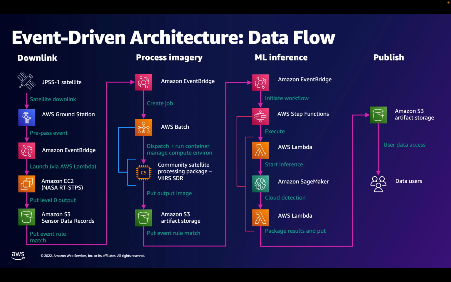So at the end, what we do is we drop that image, that GeoTIFF, into S3, and then there's another rule match which kicks off the machine learning inference piece. I don't want to get too deep into that, but what we're doing there basically is using AWS Step Functions to drive some AWS Lambda functions and a SageMaker machine learning model to take that visual image and use that to produce a cloud overlay, which you'll see in a slide here in just a minute.